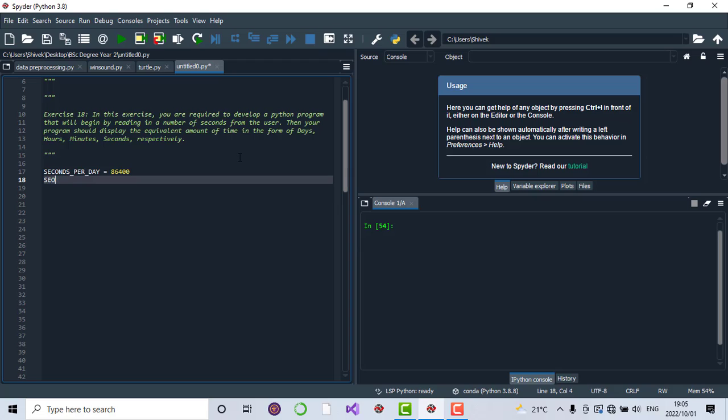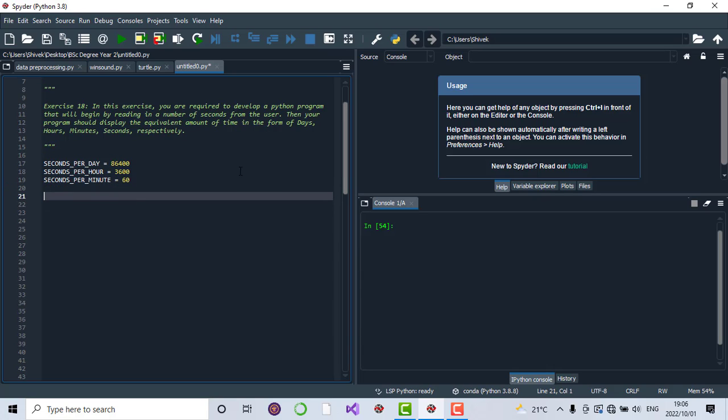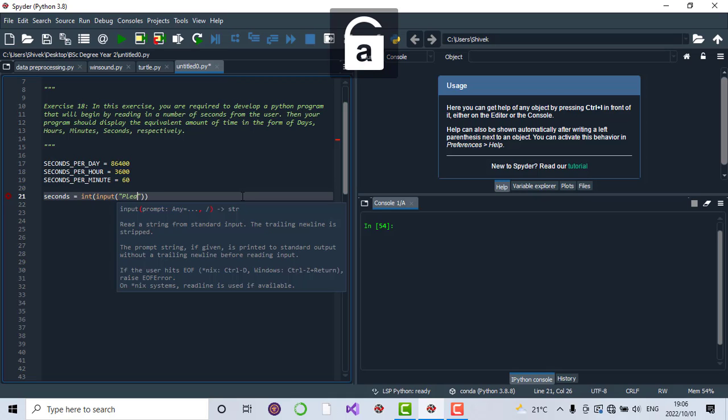And then we'll set up one for hour. Let's do hour is equals to, there's 3,600 seconds in 1 hour, and then we'll do minute. And as you know, there are 60 seconds in 1 minute. Okay, next we may actually proceed to read in our input from the user. So we can create a variable, call it seconds, and we'll make that equal to int input. Please enter the number of seconds.